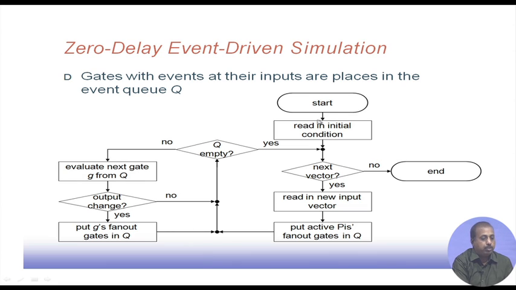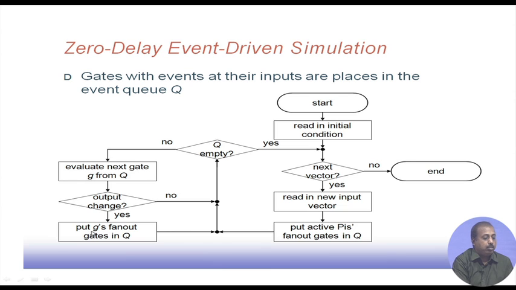The flow chart may be like this: we start and read the initial condition. After the initial condition has been read, we check whether there is any test vector pending. If a test vector is pending, we read the next input vector and put the active primary inputs' fan out gates in the queue. Primary inputs are modified after reading this input vector, and whichever primary inputs have changed, their fan out gates are put into the queue.